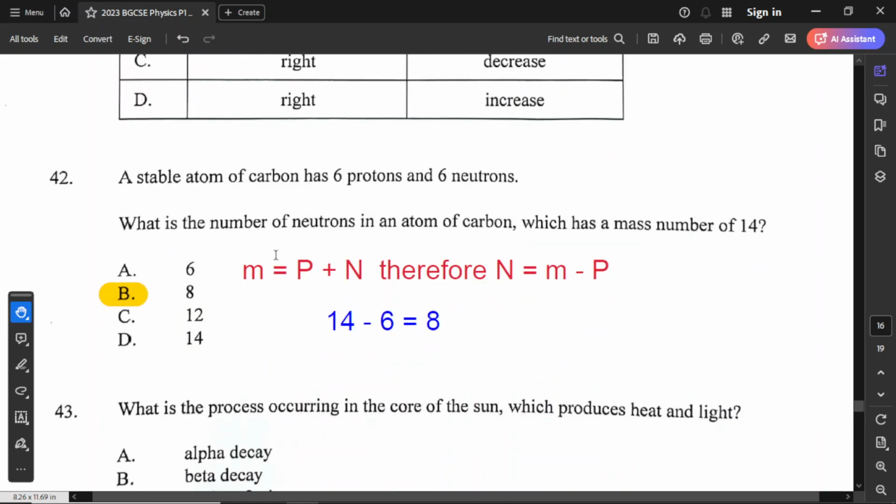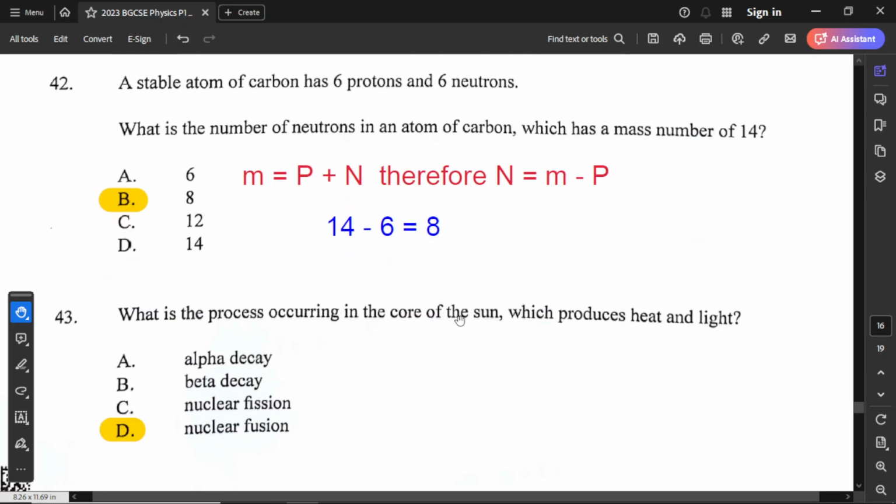42. A stable atom of carbon has 6 protons and 6 neutrons. What is the number of neutrons in an atom of carbon which has a mass number of 14? We know that mass is equal to protons plus neutrons. So neutrons equal mass minus protons. If the mass is 14 and the protons are still 6, because the proton number is not changing, and this is an explanation of isotopes, then the neutrons will be 8. So we have 8 neutrons within that carbon.